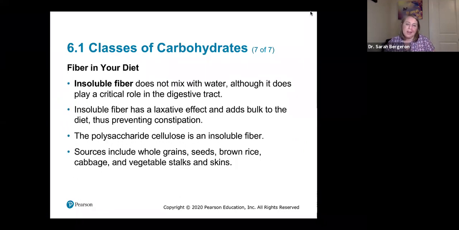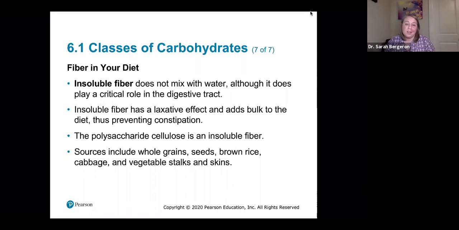So our opposite of that is insoluble fiber. Insoluble, as it sounds. And when you mix this fiber with water, it doesn't dissolve, so it stays separate. But it's not necessarily a bad thing. It actually plays a very important role in our digestive system. This insoluble fiber has a laxative effect, and so it prevents constipation. So that's very important. The polysaccharide cellulose that comes from plants is an insoluble fiber.